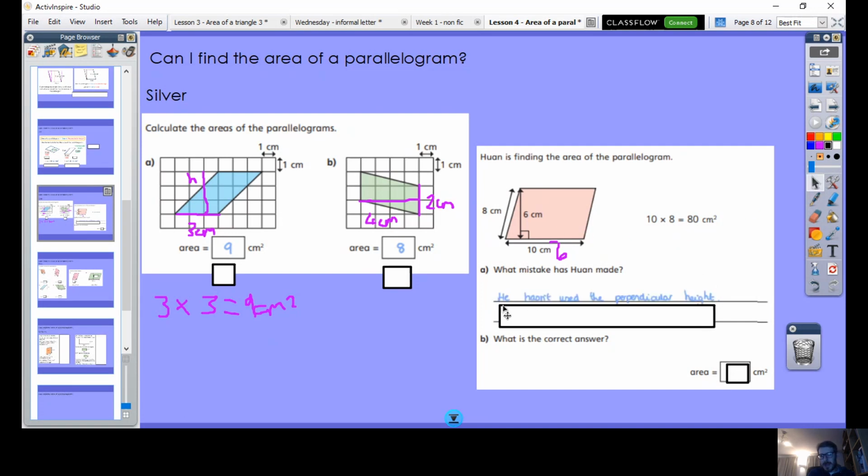So what mistake has he made? He hasn't used the perpendicular height. What is the correct answer? 60 centimeters squared.